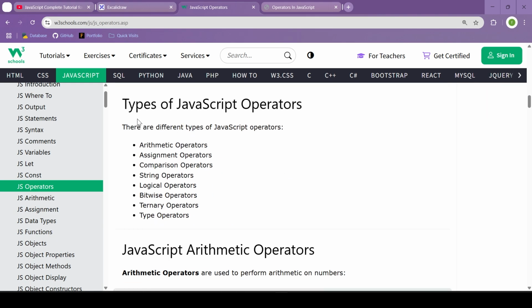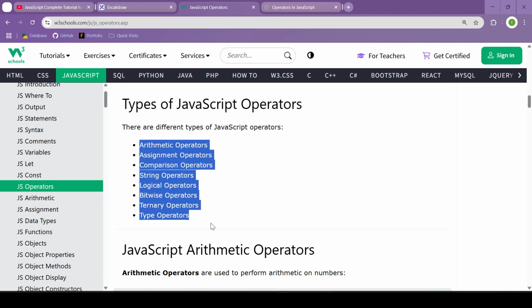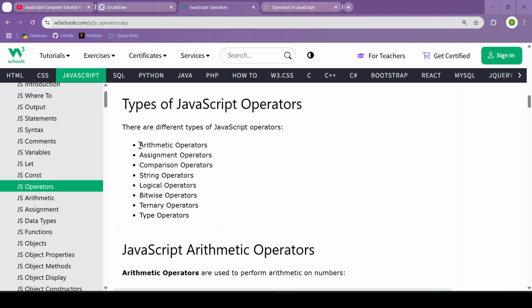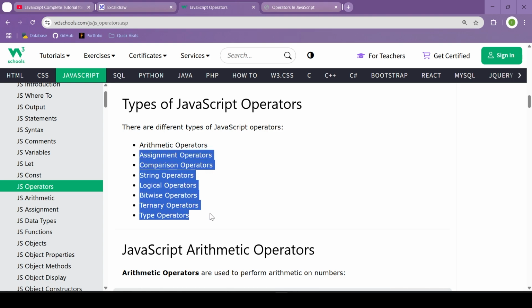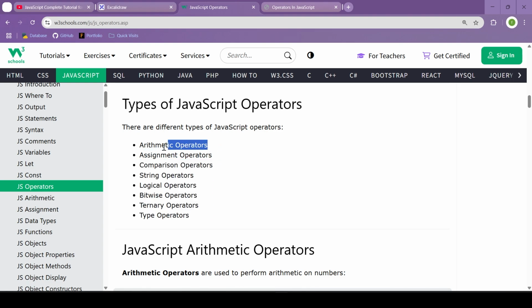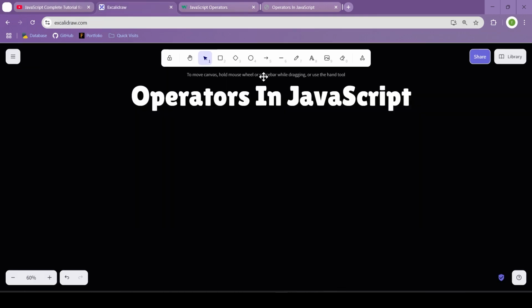So as you can see, we have different types of JavaScript operators like the arithmetic operator, assignment, comparison and all. So we have this much type of operators. Today in this video, particularly, I'll be covering your arithmetic operators. In my upcoming videos, I'll be covering each of the operators. For now, I'll be focusing on the arithmetic operators only. But first thing first, what do you mean by operator? Let me explain that first.